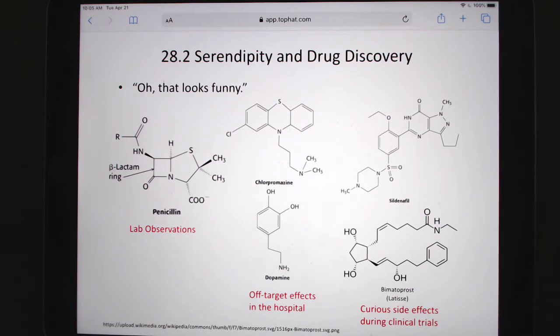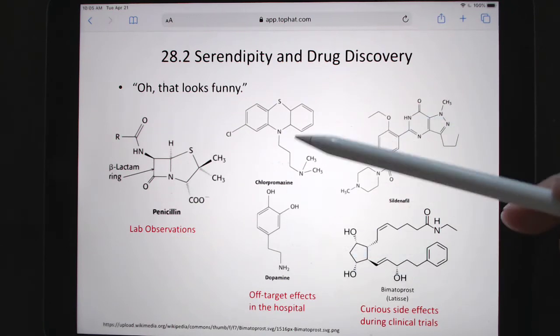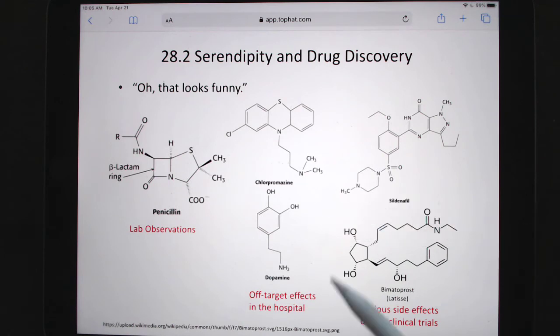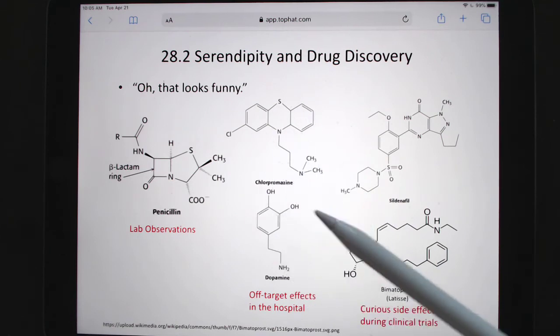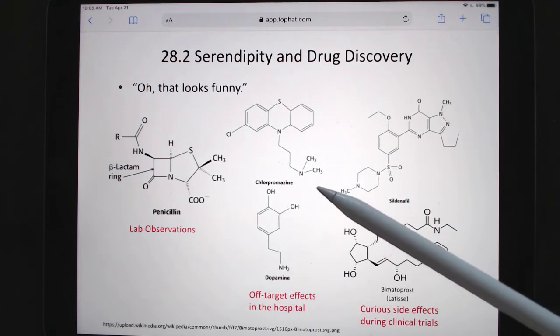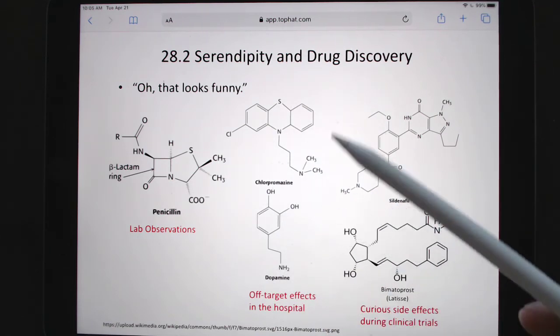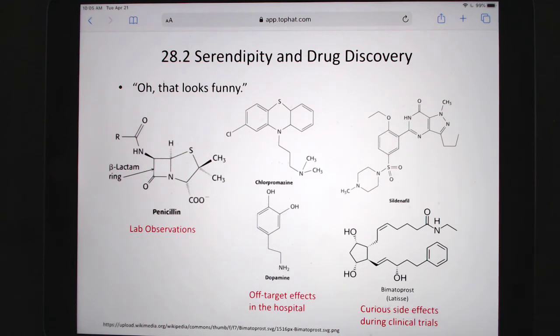Okay, so if you have these two psychoactive drugs, with off-target, well, dopamine. I'm not entirely sure what this one, chlorpromazine, is, I forgot what that one is. But these are off-target effects. People have noticed that when they give drugs, something else happens. So somebody's observant. The other thing is curious side effects.